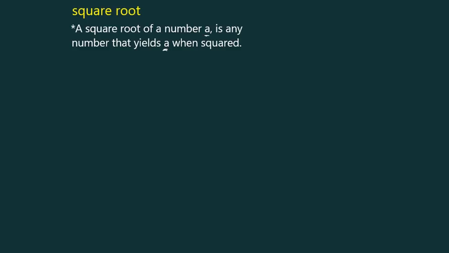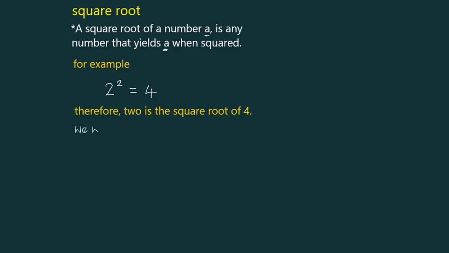For example, we know that 2 squared is equal to 4, and since 2 squared is equal to 4, therefore the square root of 4 is 2. 2 is the square root of 4 because 2 yields 4 when squared according to our definition. So we write this as the square root of 4 is 2, and we use that square root sign.